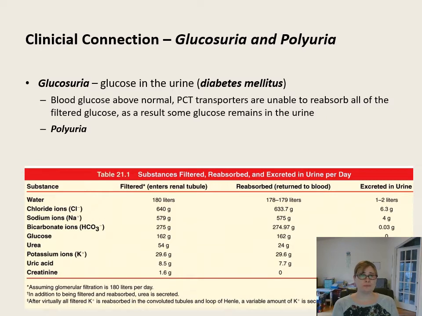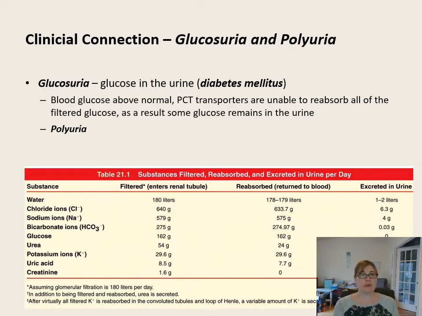So in glucosuria, the transporters in the proximal convoluted tubule are not able to reabsorb all the filtered glucose. And so a lot of it ends up in the urine. There's too much of it. And then we also would see excessive urination, which is polyuria. And part of that is your body trying to get rid of this glucose, and we have excessive urination to try to do that. That can go with diabetes mellitus or diabetes insipidus, which is a different story, but we're not going to get into that.